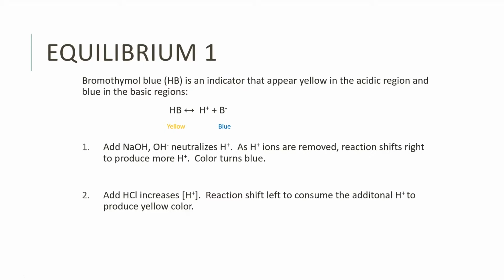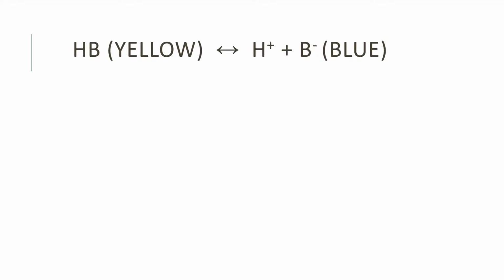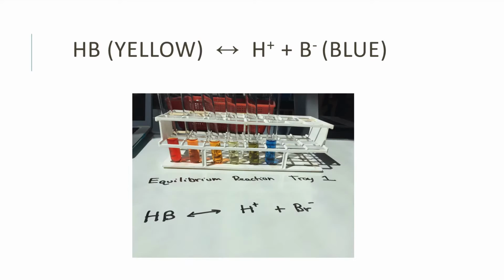Through adding HCl, the concentration of H+ increases. The reaction shifts to the left to consume the additional H+ to produce a yellow color. Through adding NaCl, no shift occurs and color remains green. HB to H+ plus B-. This photo shows some of the test tubes that we're creating from shifting equilibriums.